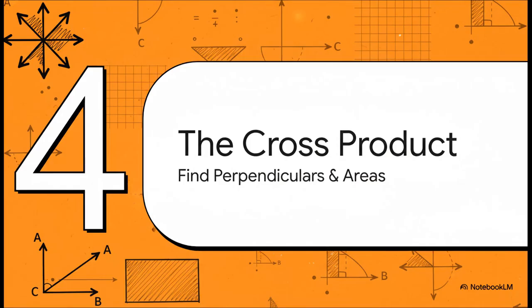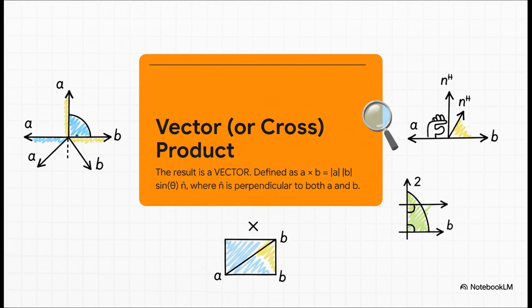Are you ready for your second superpower? This is the cross product. Now, if the dot product gave you just a number, the cross product gives you something brand new and very, very useful. Now, here's the biggest difference. The result of a cross product is another vector. And the most amazing part, this new vector is perpendicular to both of the original vectors.